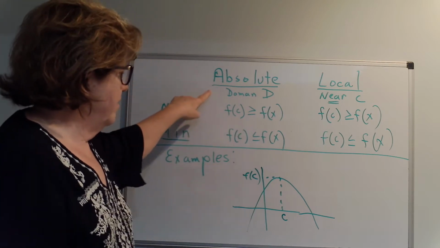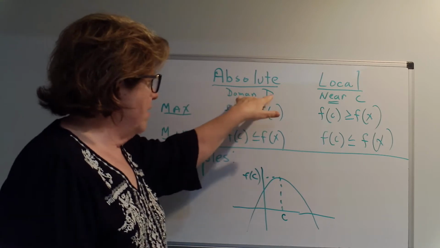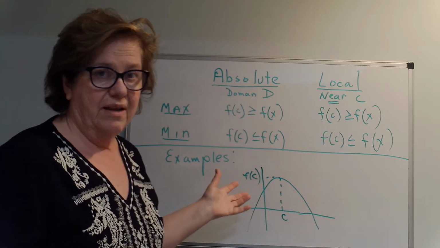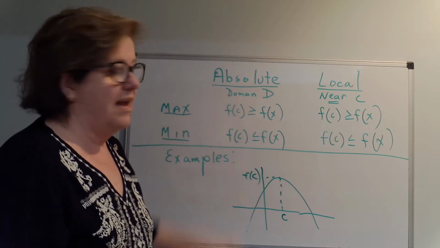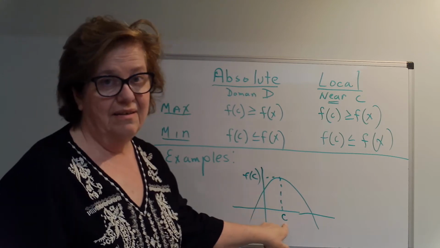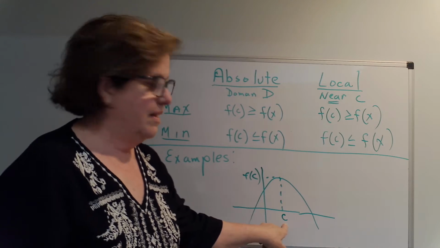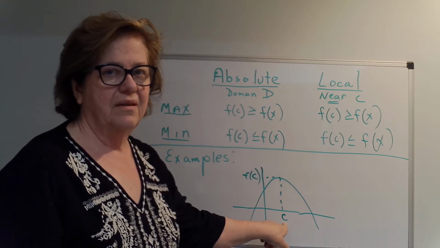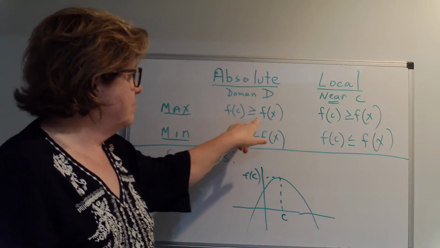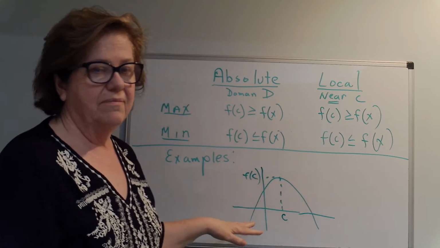We say that a function has an absolute maximum on some domain D. So we have our domain, what x can be. We say it has an absolute maximum at x equal to C, if f of c is greater than or equal to f of x for all x in the domain.